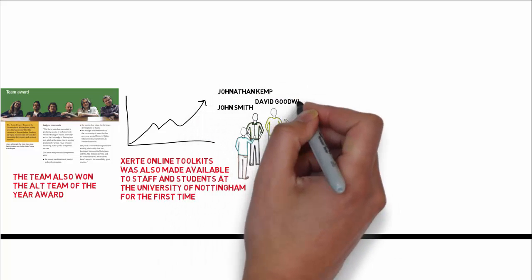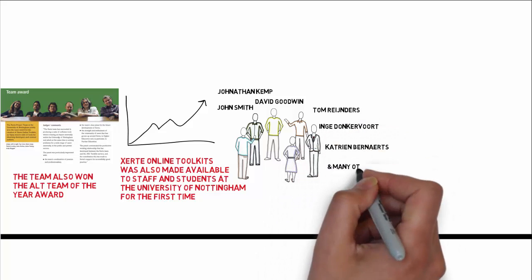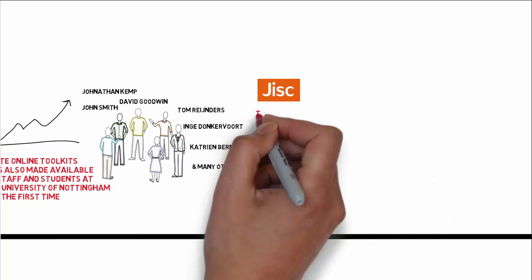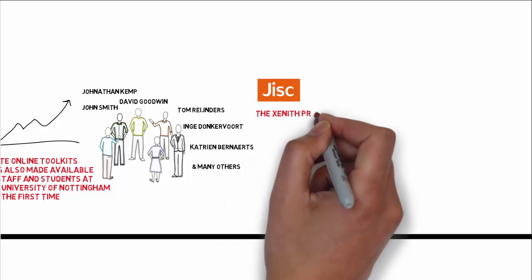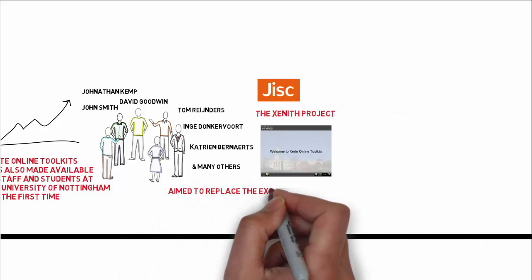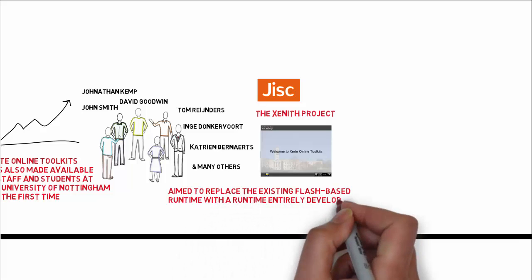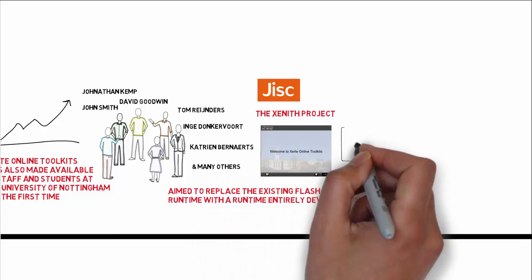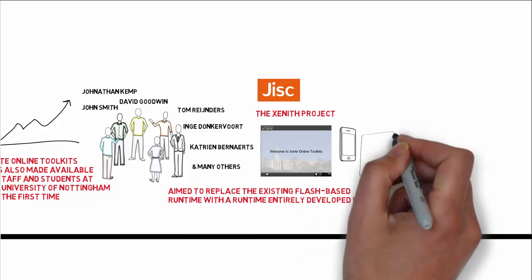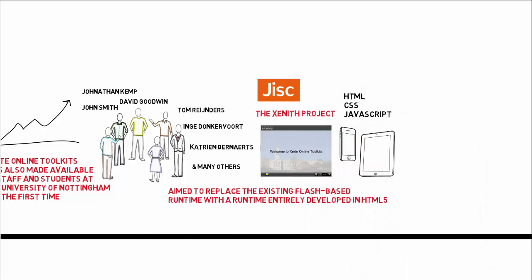The user and developer communities began to grow very quickly. New external developers joined the community and began to contribute significant pieces of work. JISC funded the Zenith project, a small rapid innovation project that aimed to replace the existing Flash-based runtime with a runtime entirely developed in HTML5. This allowed content to be delivered to devices that didn't support the Flash player, and allowed developers to engage with the project through familiar technologies.